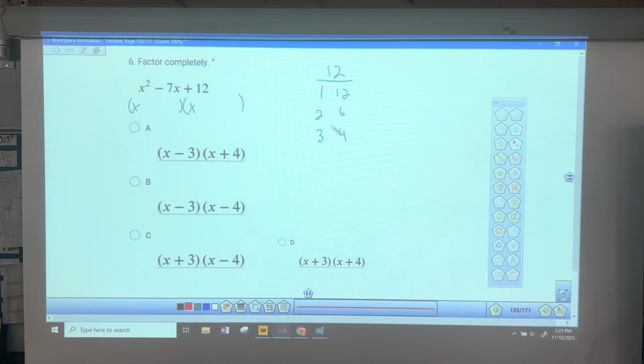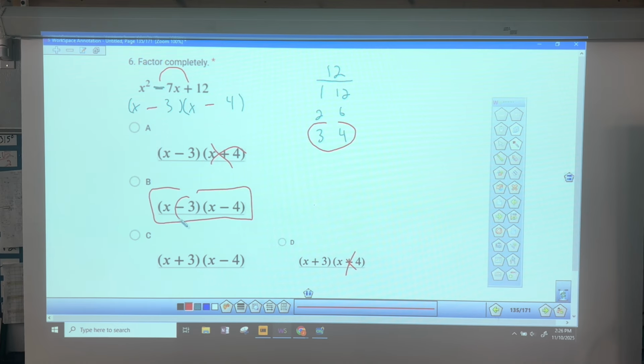I have to see which pair would actually reach a 7. So 3 and 4 add up to equal 7. So I'm going to put 3 and 4. Now notice the 4 is larger than the 3. So the larger of these two numbers gets the middle symbol. And the middle symbol is minus. So x minus 4 is going to be one of my answers. And now to figure out what this symbol is, what's a negative times a positive? That's a negative. So it's x minus 3, x minus 4.